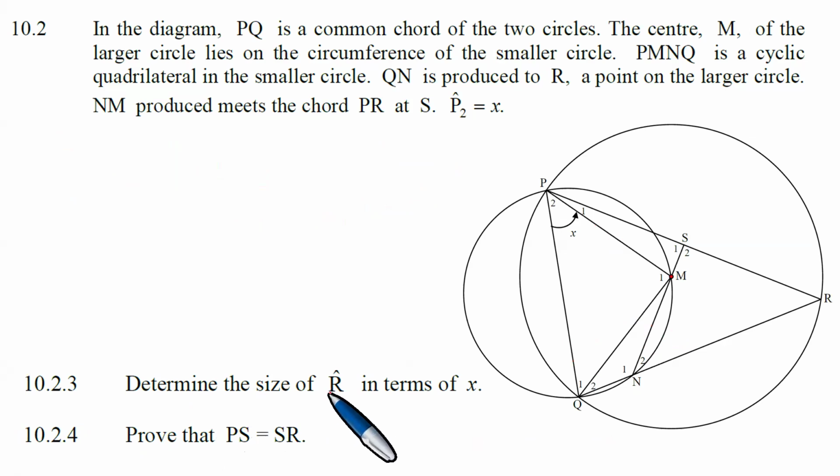10.2.3. Determine the size of the angle R in terms of X. The angle N2 equals X. The angle Q1 is also X. The examiner is saying determine the size of the angle R in terms of X. What is this angle here in terms of X? What is the angle there? The angle R in terms of X. Too easy. First things first, we find the angle M1 in terms of X.